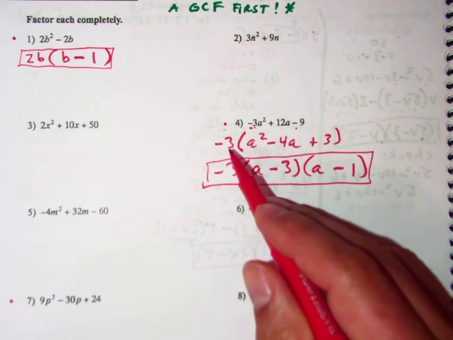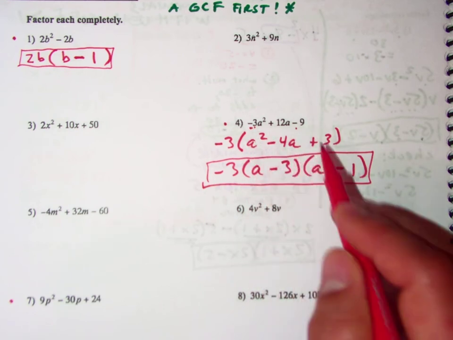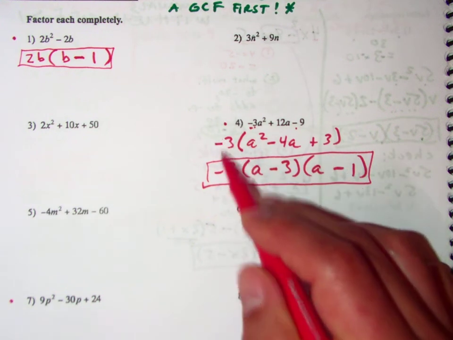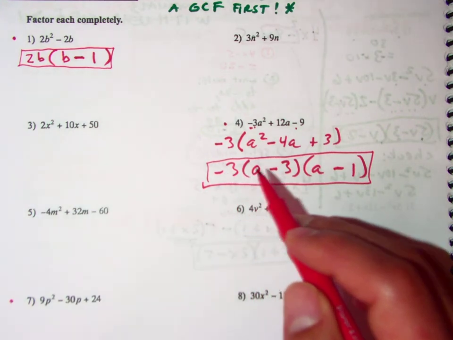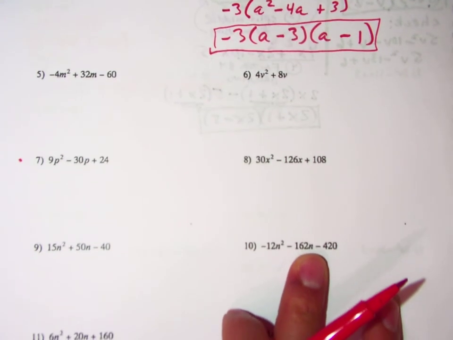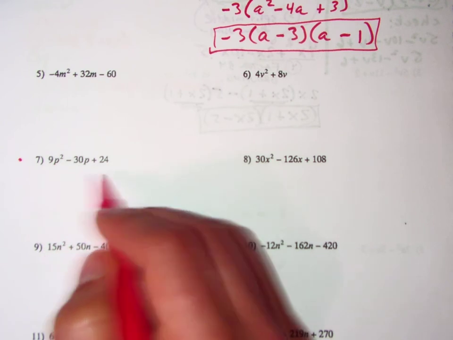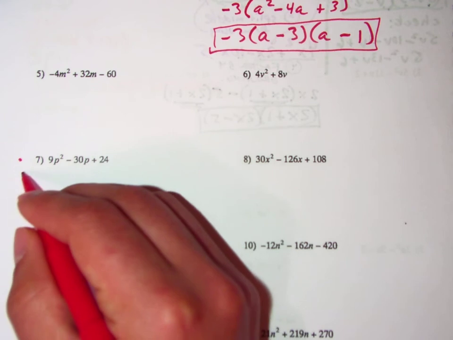GCF first, take a look at what's left. If you can break down or factor what's left, go ahead and do that using methods that we've talked about so far. And the GCF that you took out initially just comes down and stays in front. Okay, so let's do one more. Let's look at number 7. All right, so 9p squared, 30p, 24. Looks like positive 3 is a GCF.